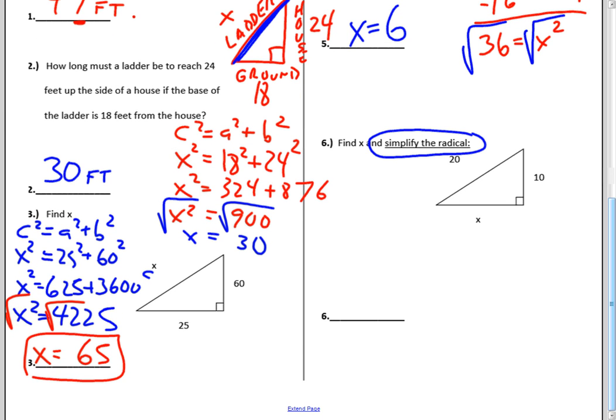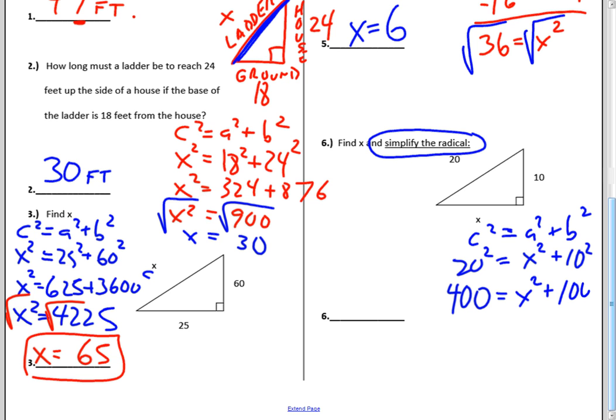Simplify the radical. We are looking for a leg. So when I do c squared equals a squared plus b squared, what goes in for c? 20. 20 squared and 10 squared. Did everybody write that 20 squared was 400? Some people wrote 200. Use your calculator. You should have gotten that.